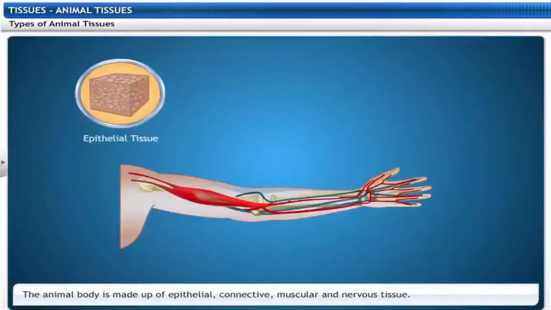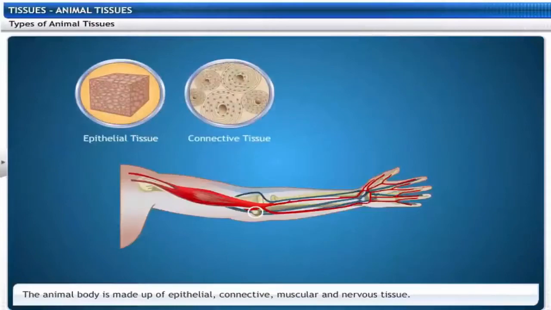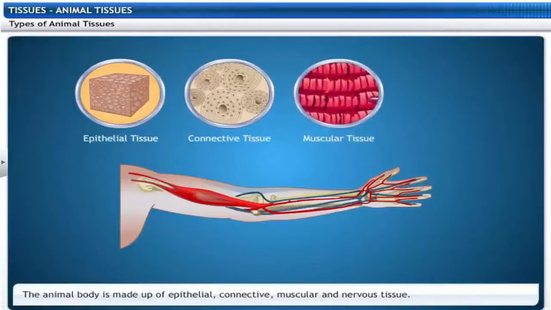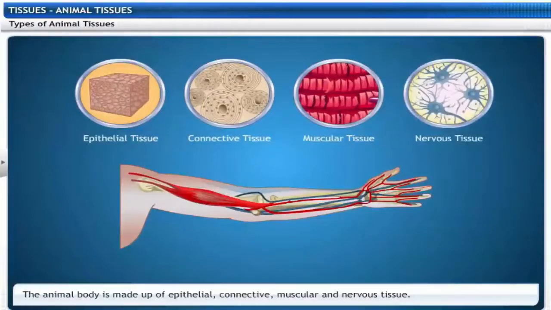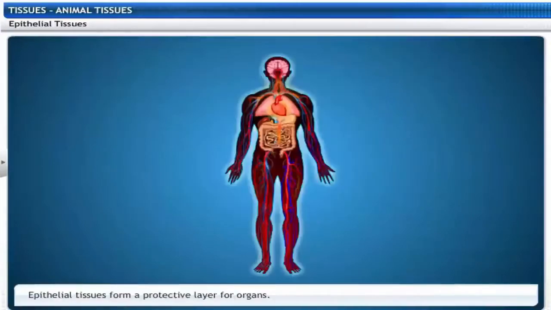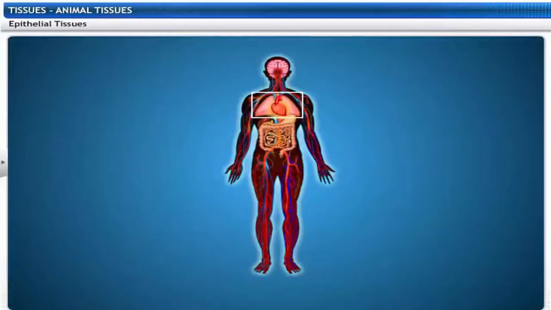These pillar-like cells are called columnar epithelium. Columnar epithelial cells are cylindrical. They are found in the lining of the stomach and intestines. They facilitate the movement of nutrients across the epithelial barrier.